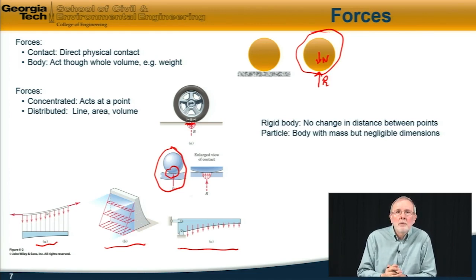The other concept which is very important in statics is the idea of a rigid body. A rigid body means that there is no change in relative distance between any two points in the body as we apply forces to it. In other words, it doesn't deform, it's truly rigid. And the second concept, which is very important, is the idea of a particle, which is an approximation of a body as having mass but negligible dimensions. In other words, shrunk to a point.